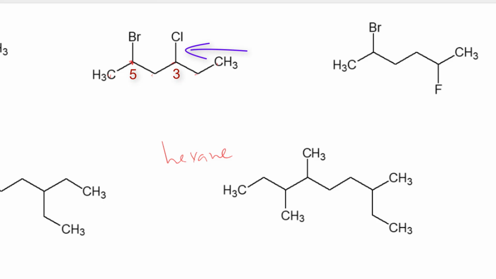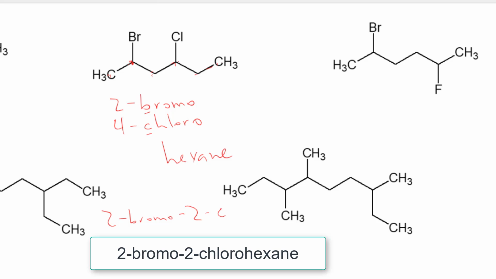So I want the lower numbers if they're not on symmetric carbons on the molecule. So in this case here, the bromine's closer to this edge than the chlorine is to this edge. So I'm going to start here. I'm going to call it a 2 bromo. And I'm going to say it's a 1, 2, 3, 4 chloro. And then to name this, the B comes before the C. So it's a 2 bromo 2 chlorohexane. Like that. All one word, no spaces in between.